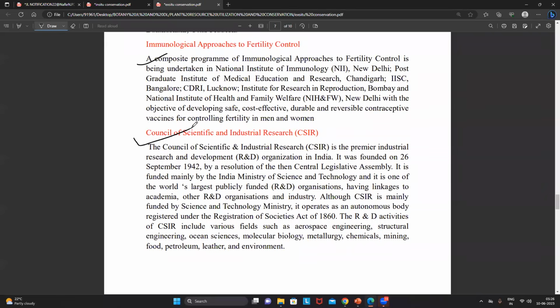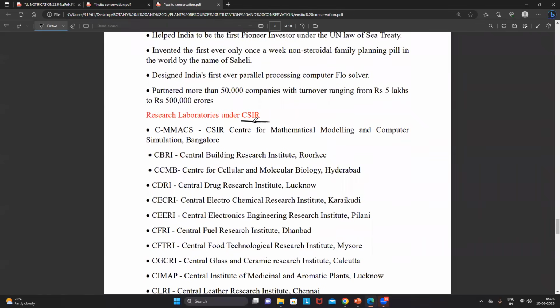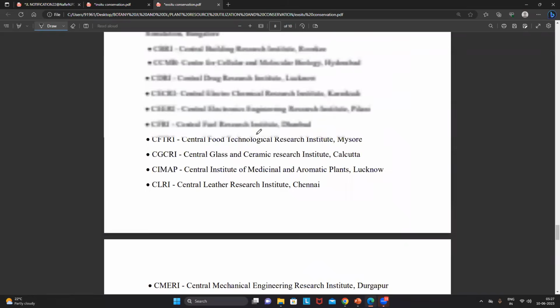Then next, CSIR. What is CSIR? When is the CSIR established, and under which sector is it? It is under the Indian Ministry of Science and Technology, right? Now, what are the various laboratories under the CSIR? Because friends, from here you will 100% get the question. It is very difficult to remember all.